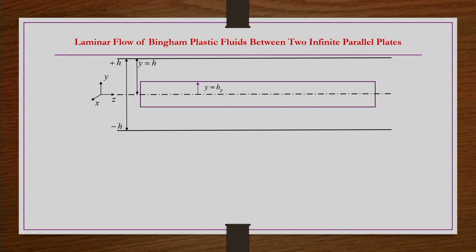Right. So, now the same geometry, but we are going to have a different fluid. We are going to take a Bingham plastic fluid. So, now we have a Bingham plastic fluid. What we know is that Bingham plastic fluids do not flow until and unless the applied stress is more than the characteristic yield stress of the material, that we know.